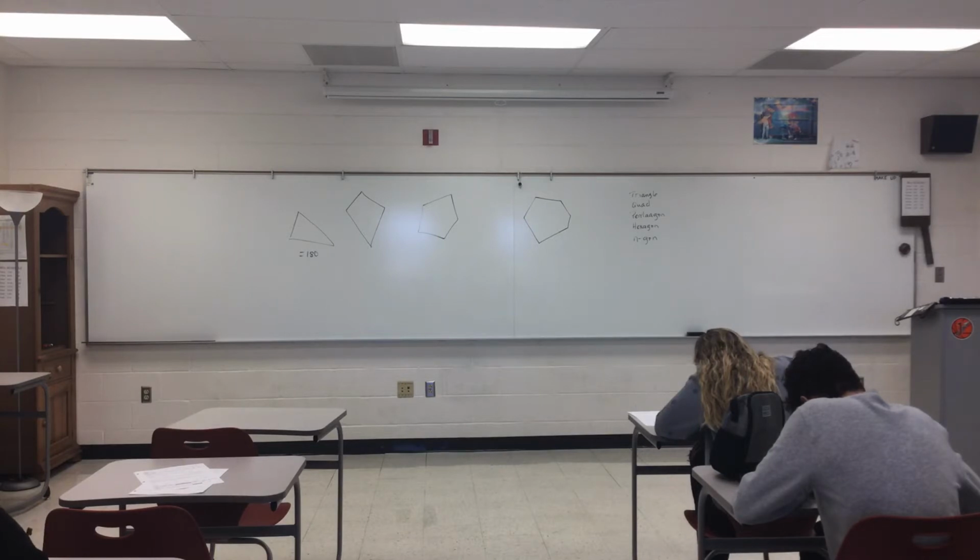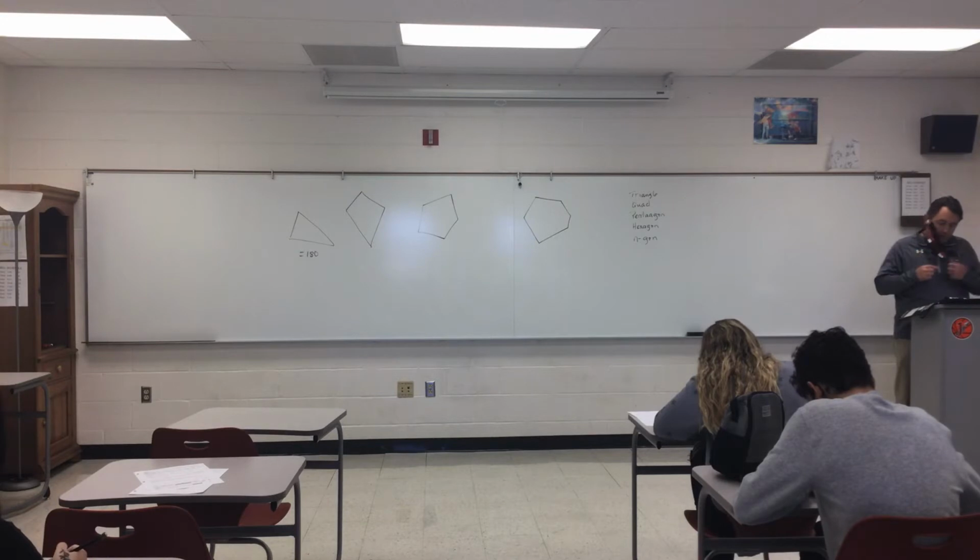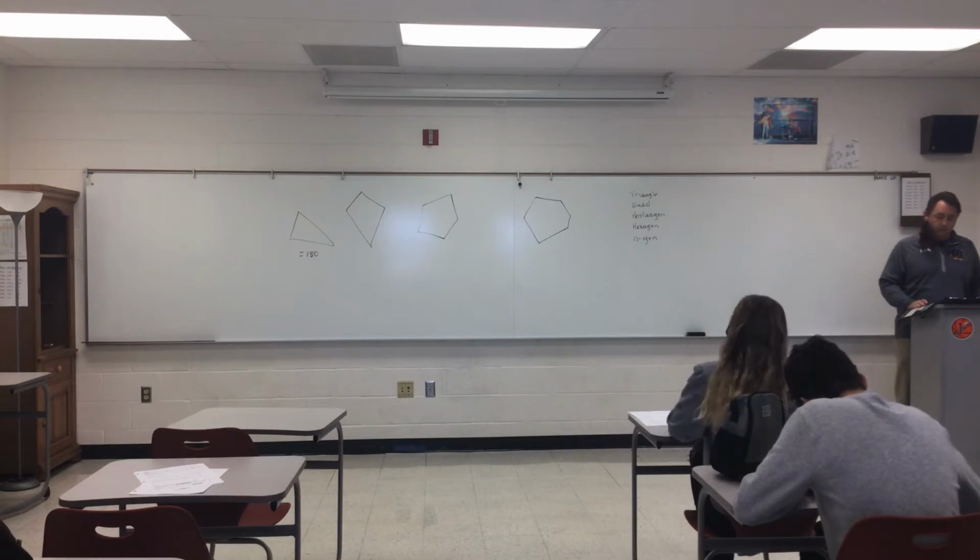All right, let's fill in some of this stuff here. Some of you may have known, some of you may not have. Let's look at the chart first. Okay, so we're going to go through what each one would be called. Number of sides, I hope 3. You did know that one. Triangle is correct.